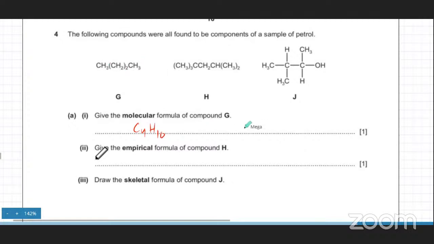Then you have to give the empirical formula of compound H. You need to total the number of carbon atoms. It's going to be 3 carbons over here, 4, 5, 6, and 7 and 8. And you can count the number of hydrogens. That's 9 plus 2, that's 11, plus 1 is 12, and then you have 6 hydrogens, so that's 18. So it's C8H18, and the empirical formula would be C4H9.